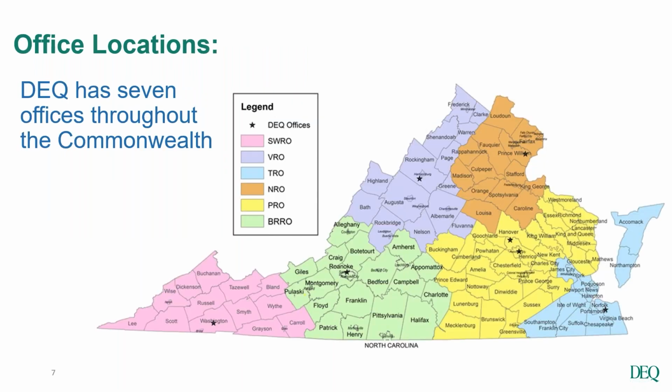DEQ has 7 offices throughout the Commonwealth in a variety of locations. Our Blue Ridge office is in Salem. You can see that here in green. The central office is in Richmond. Northern Virginia office is in Woodbridge. That's featured in orange here. The Piedmont office is in Glen Allen. You can see that in yellow. The Southwest office is in Abingdon. That's shown in pink. The Tidewater Regional office is in blue. And the Valley Regional office is based out of Harrisonburg, and that is shown in purple. Throughout the years, many interns also join our DEQ staff at these locations.